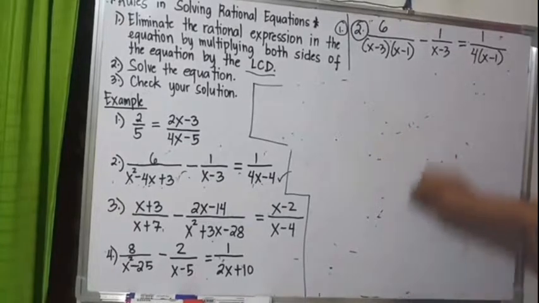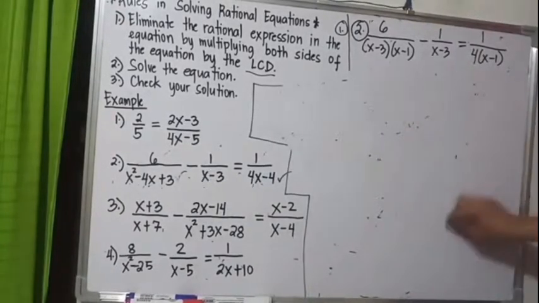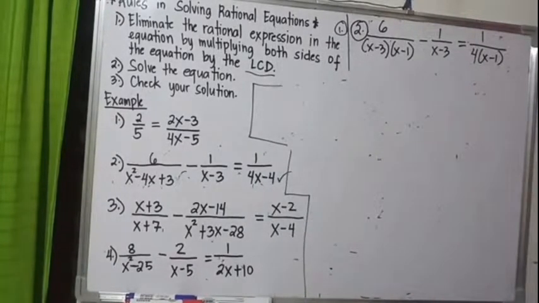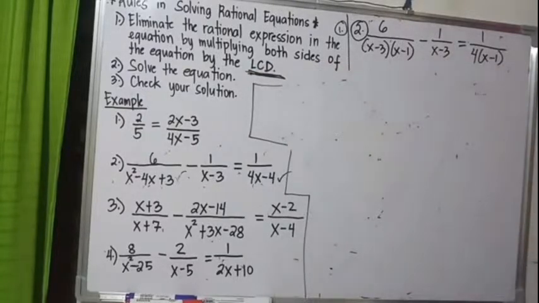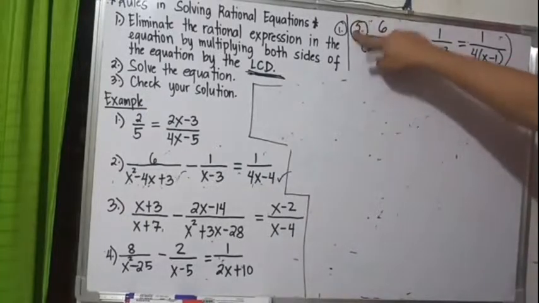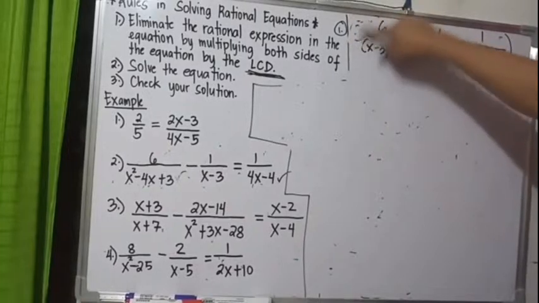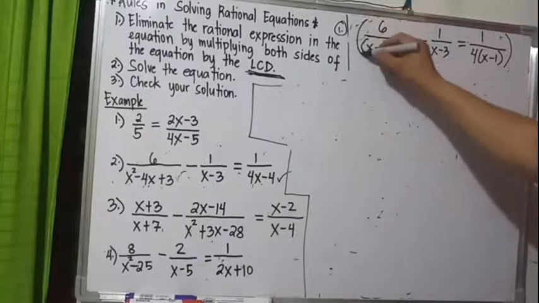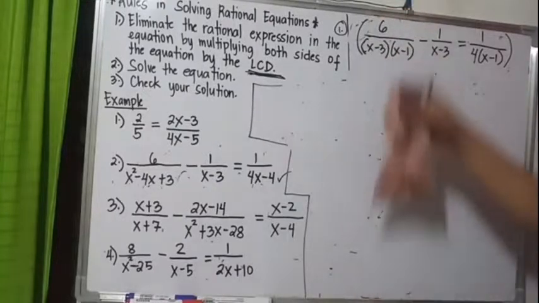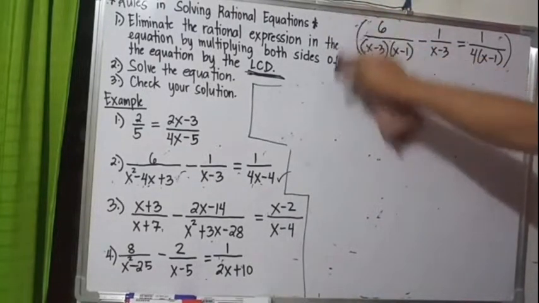Okay, let's proceed. For number 2, so hanapin natin yung LCD. Ano yung LCD natin? So, to find the LCD, kung ano yung nasa denominator, that is your LCD. So, ano yung LCD natin? So, ang LCD natin is ito. Wait muna. LCD natin is i-resume muna natin ito.